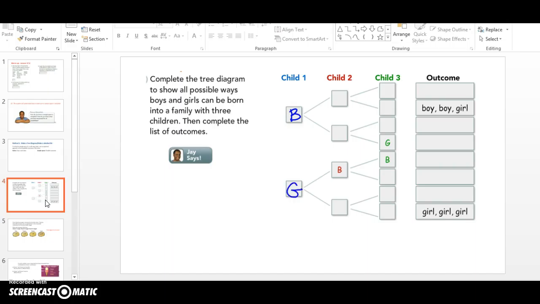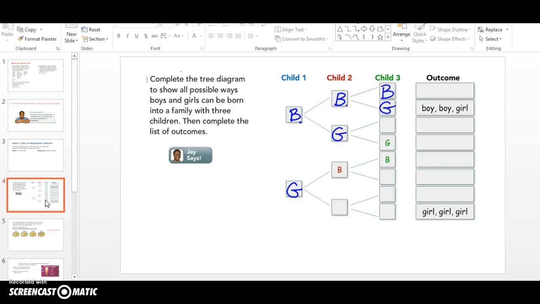Okay, and then when you have your second child, let's say we had a boy, then the second child can either be a girl or another boy. So on this one I'm going to put boy here, girl here. Then when I have a third child, let's say I've had a boy and then a boy, what can I have? A girl or another boy. So, put it like this, boy and then girl.